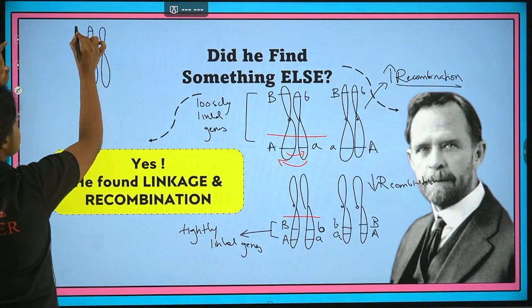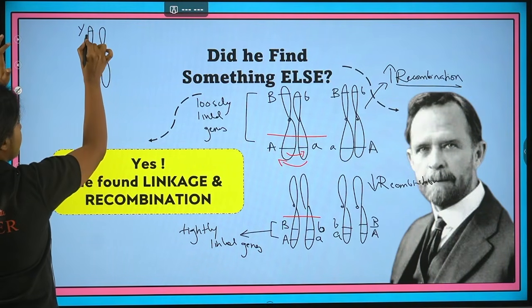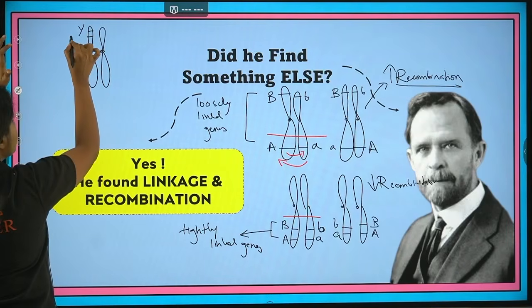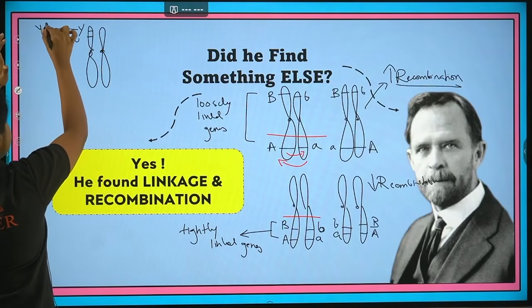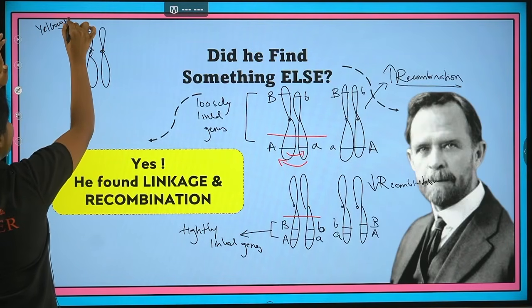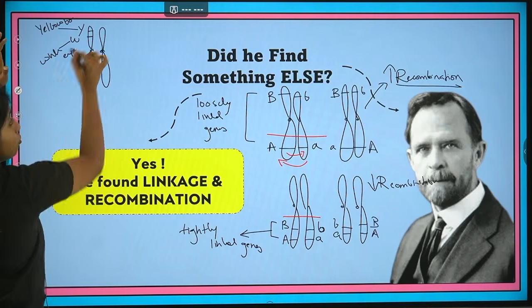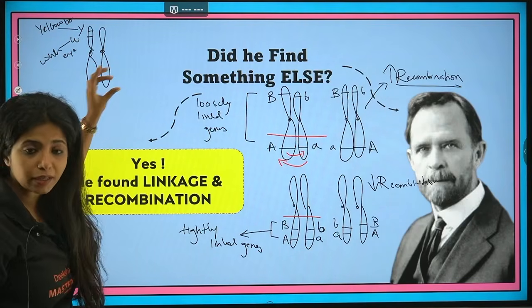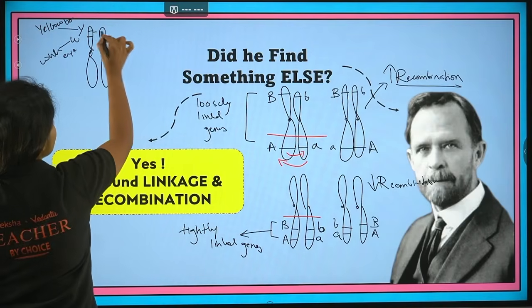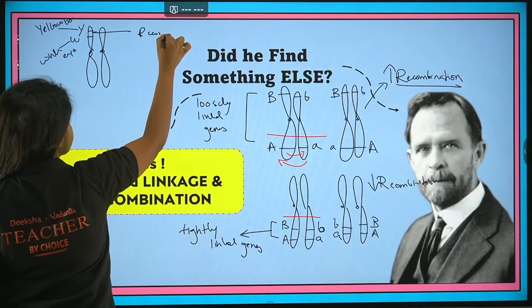So there was a gene coding for yellow body, and there is a gene that is coding for white eye. Yellow body, and here it is white eye. These two genes are very close to each other. That means whatever you do, their recombination is going to be less.